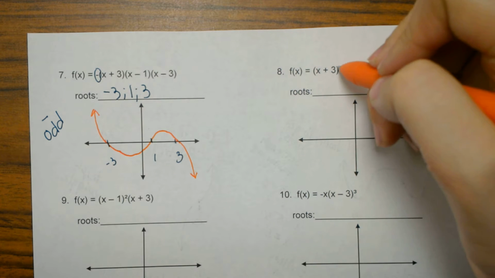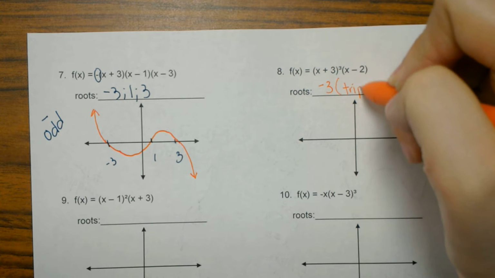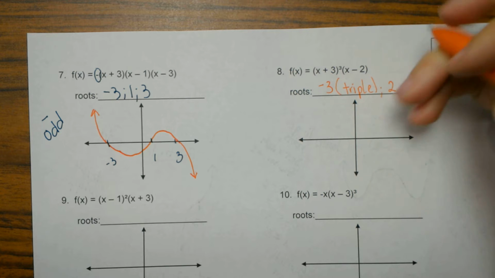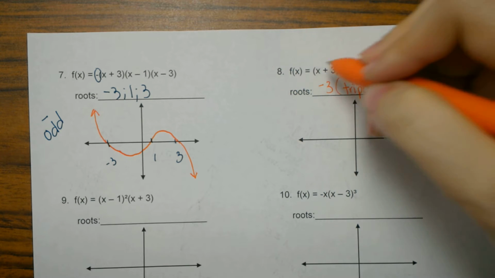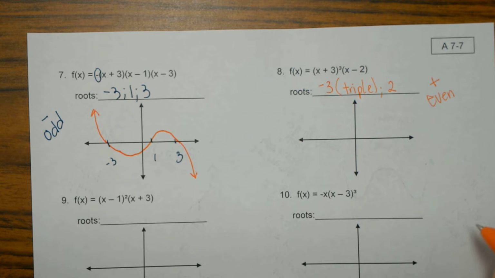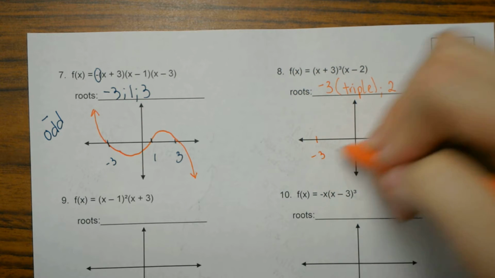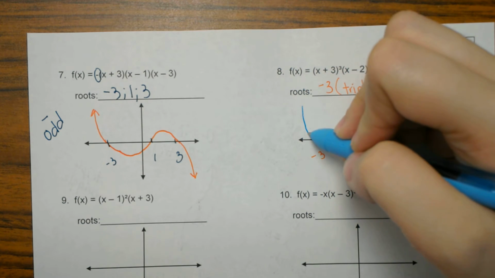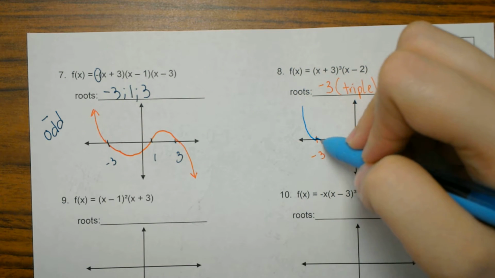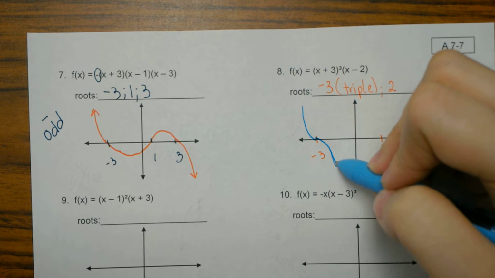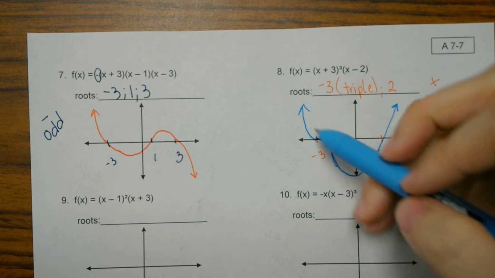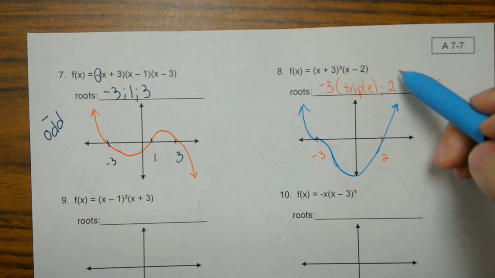The number 8, I have a triple at -3. And then I have 1 at 2. So I have 3, and then 1, so that's an even. And it's positive. So -3 and 2. I'm going to start above on the left, and it's going to wiggle as it goes through -3. And then somewhere over here it crosses at 2. So it has a little bit of wiggle, and then it comes back up.